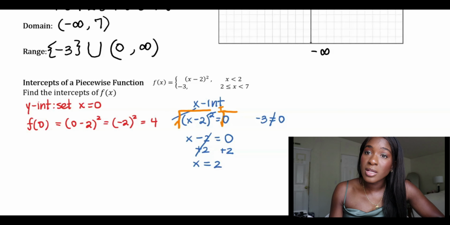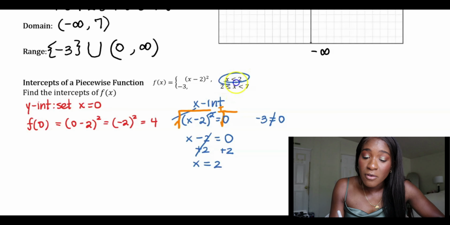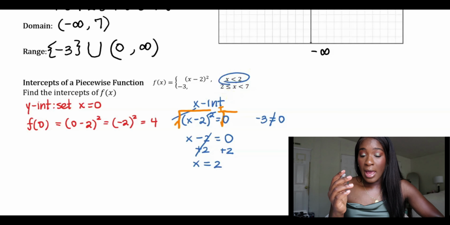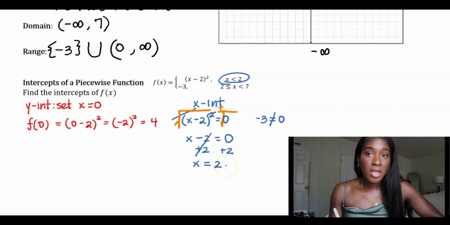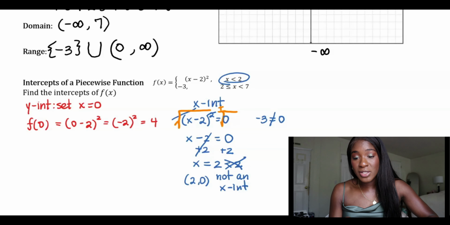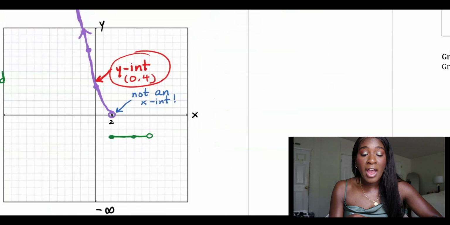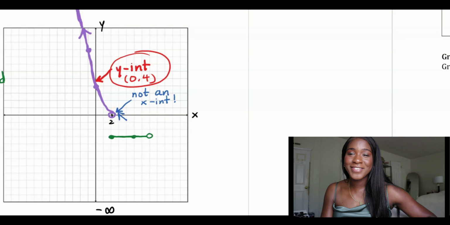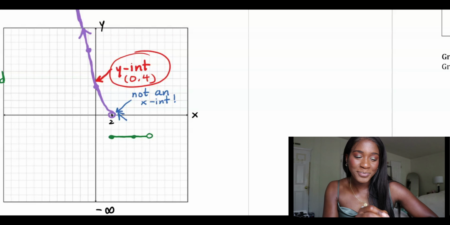Now we cannot just automatically assume that that 2 is going to give us an x-intercept. We have to think about the conditions from that piece of the function. x less than 2. This x value of 2 does not satisfy that inequality. 2 is not smaller than 2. It's equal to 2. And so because that inequality fails, (2, 0) is not an x-intercept. So we have seen that both algebraically with what we just did here, and we also saw it graphically with that open circle at the point (2, 0). And that concludes finding the intercepts for this piecewise function.